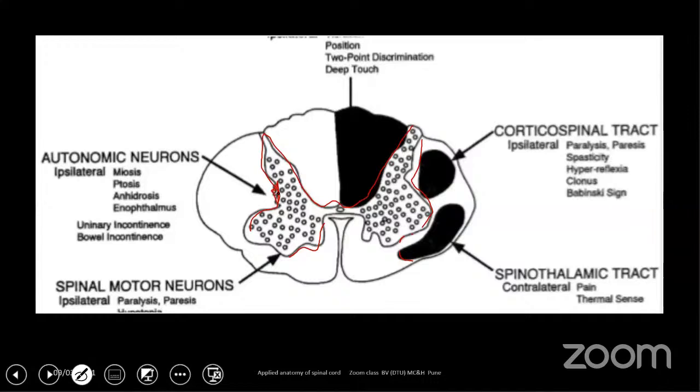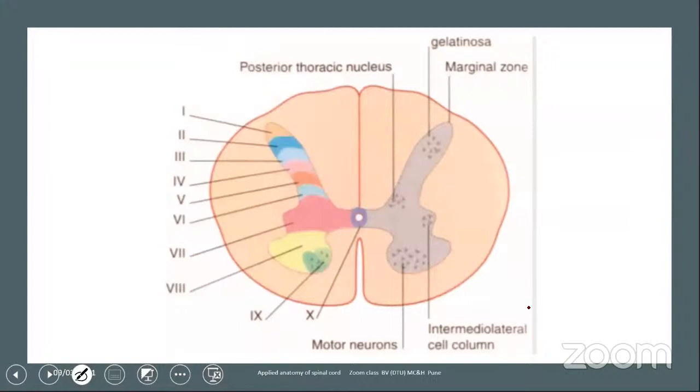The proprioception, the joint position sense, 2-point discrimination, and deep touch are conducted ipsilaterally in the posterior columns. The corticospinal tract is carrying down the impulses from the cortex. The spinothalamic tract is an ascending tract conducting the superficial sensations. And I am telling you that the gray matter in the spinal cord is divided into columns.